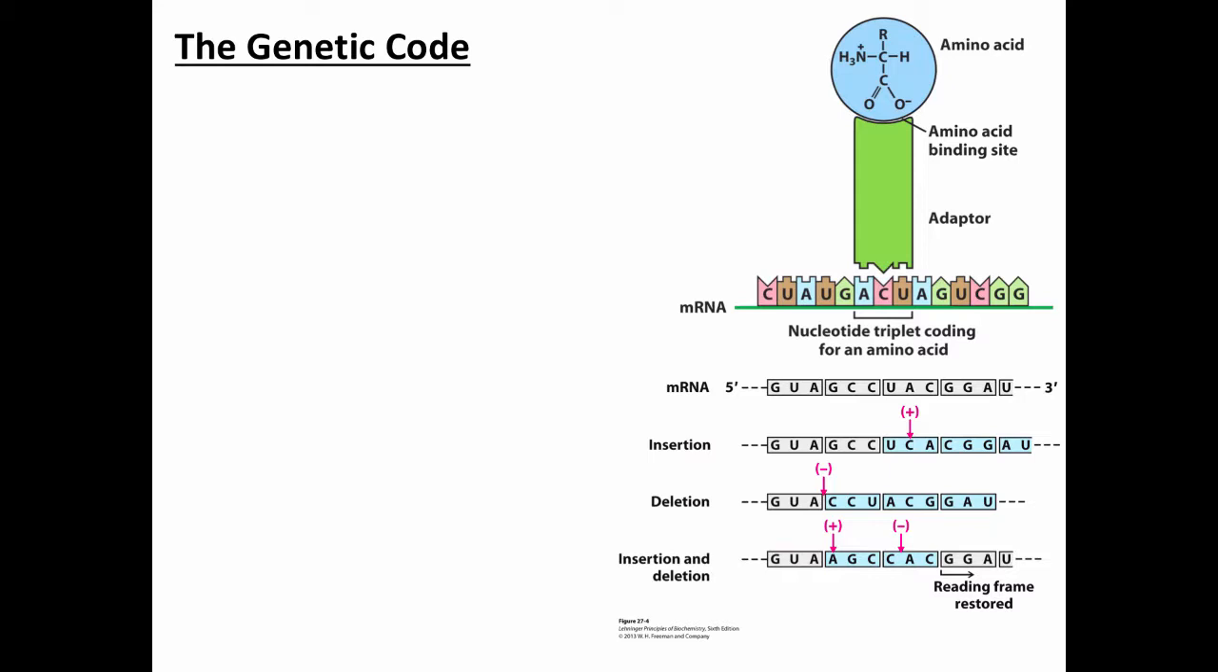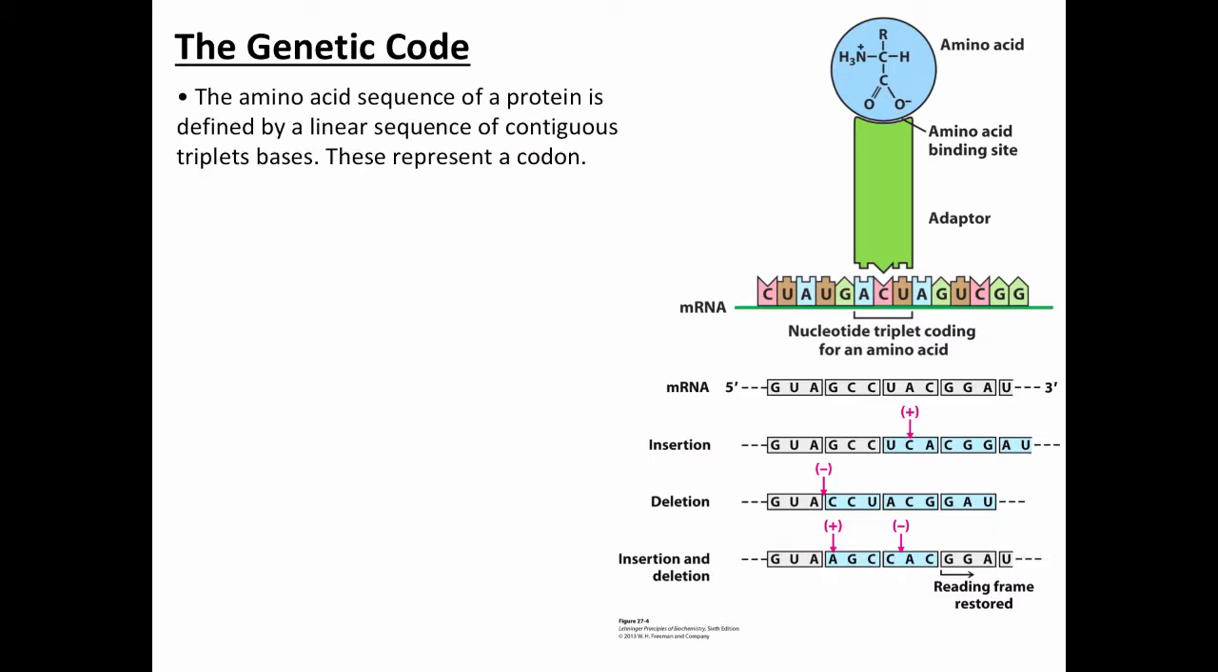So let's talk about the genetic code and what codons are. The amino acid sequence of a protein is really going to be defined by the continuous triplet bases in an mRNA sequence. And each triplet represents a codon. So a codon is a triplet of nucleotides that's going to then code for a specific amino acid.